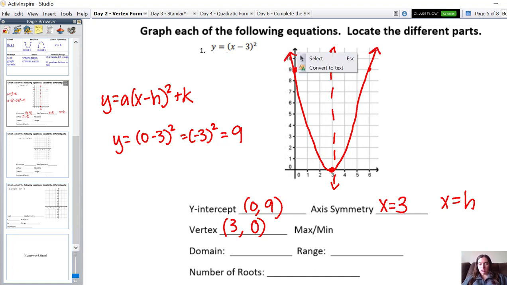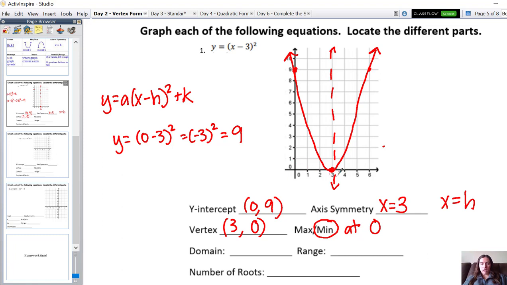So here is what our parabola looks like. It's that U shape where now we have a minimum because this is the lowest point of our graph, and then it bounces off and goes back up. So we have a minimum, I'm going to circle min, and our minimum is at our value of k. So the lowest that this graph gets is 0. So we have a minimum at 0.